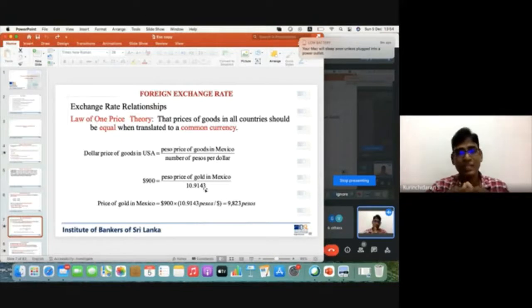Now you could see, if you go abroad to foreign countries, we usually do this. We check whether it's cheap in Sri Lanka or whether it's cheap in maybe some other country.